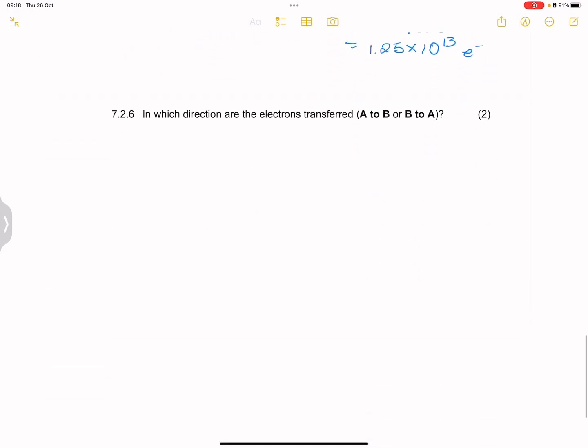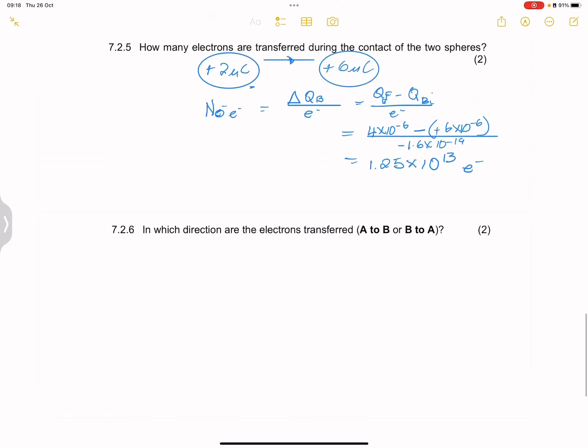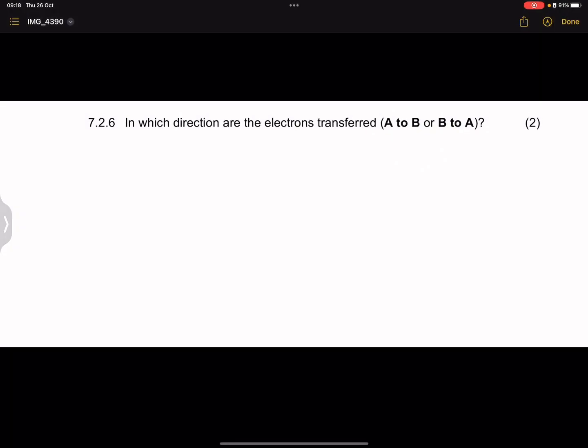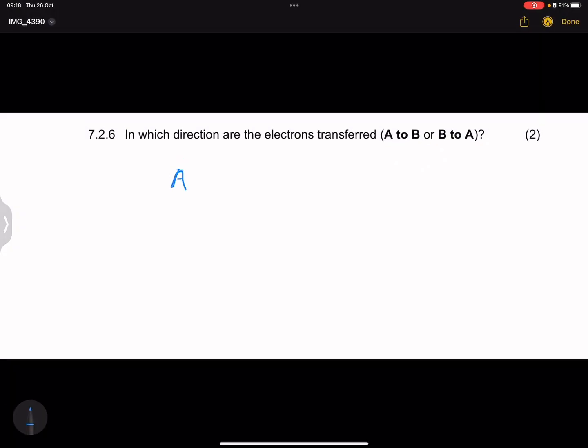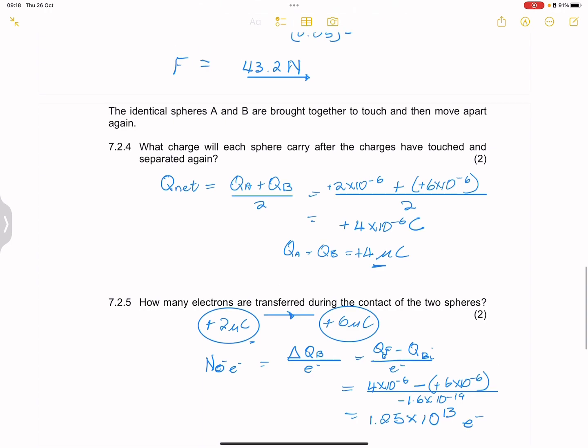The last question they ask is, in which direction are the electrons transferred? Is it from A to B or from B to A? I've just explained that to you. In this case, it will be A to B. Why? Because A has got a lesser negative charge, so it's got more electrons in it. As a result, it will transfer electrons to B. Essentially, ladies and gents, that is how the cookie crumbles.